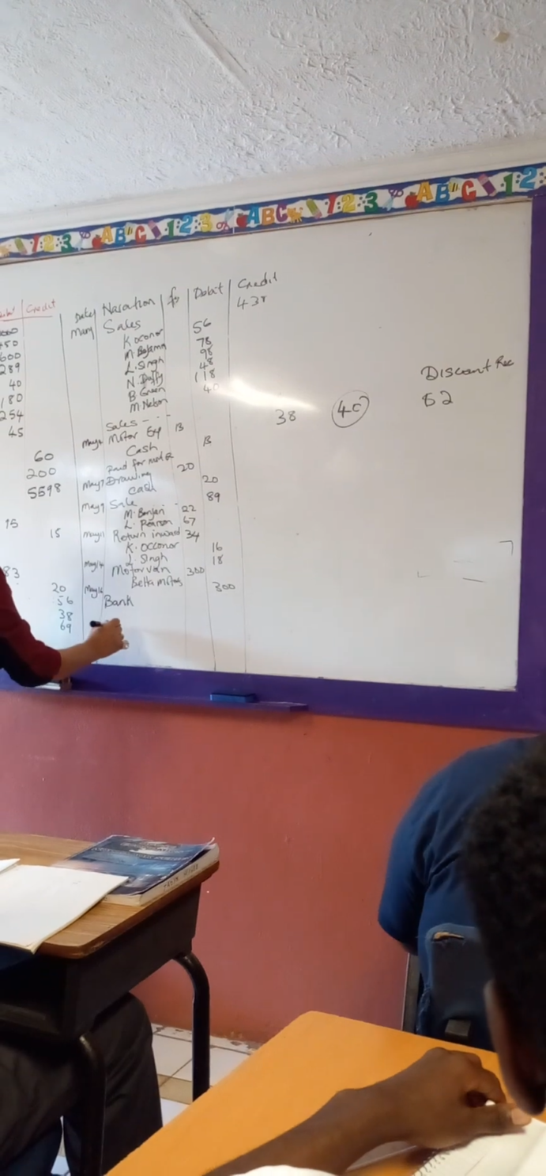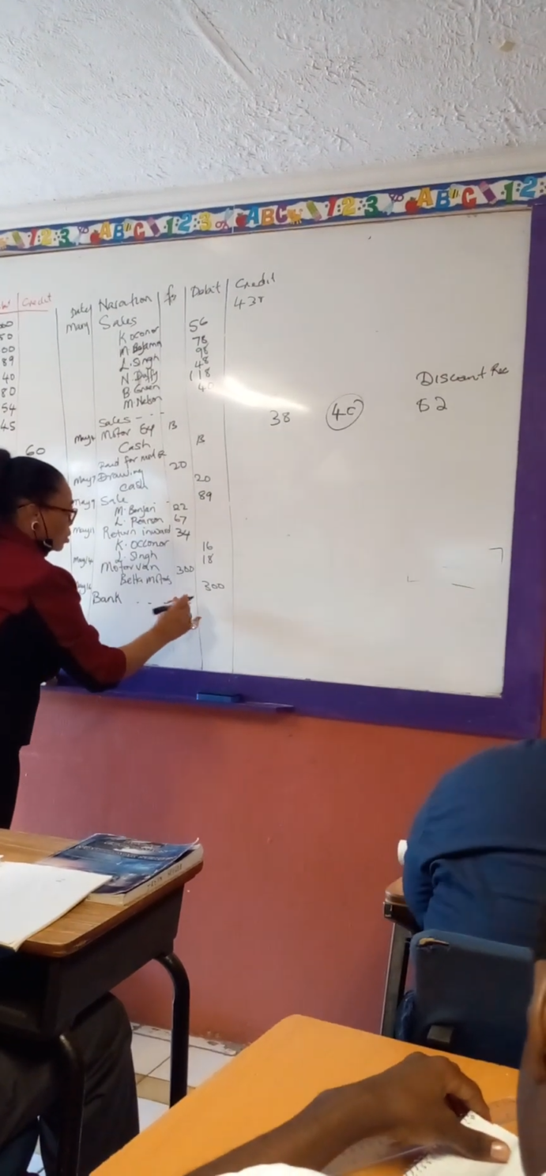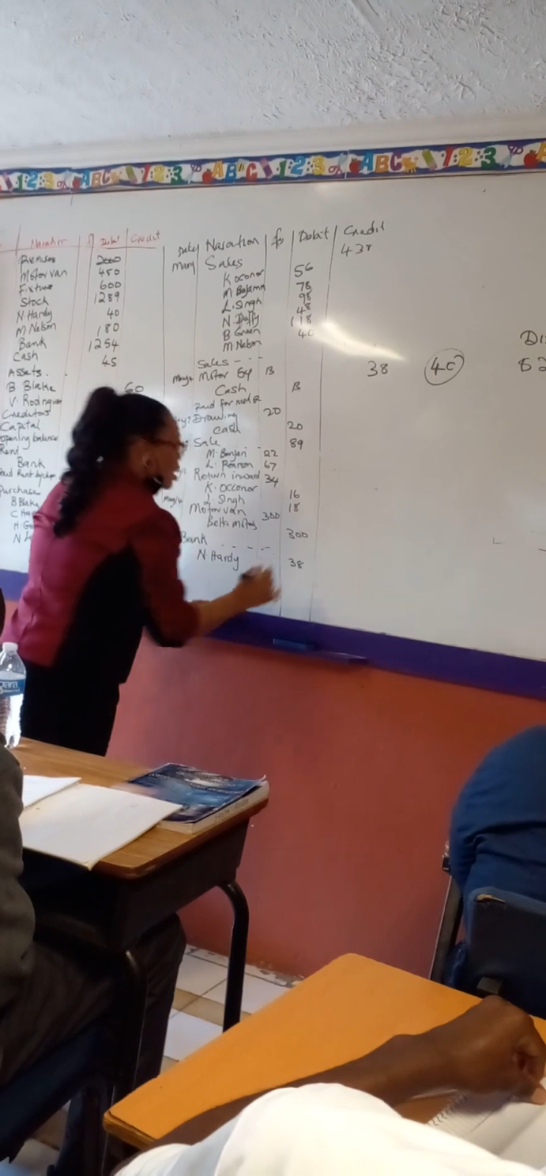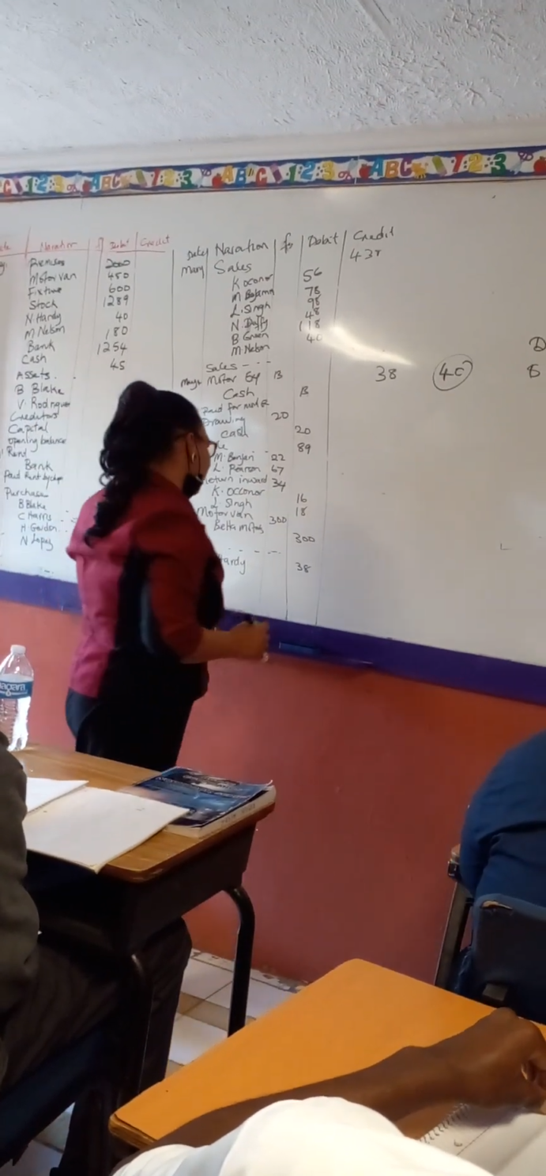Who is the next person? First person, N. Hardy. Right here I'm going to do N. Hardy, $38. I credit N. Hardy 38. Name of the next person.